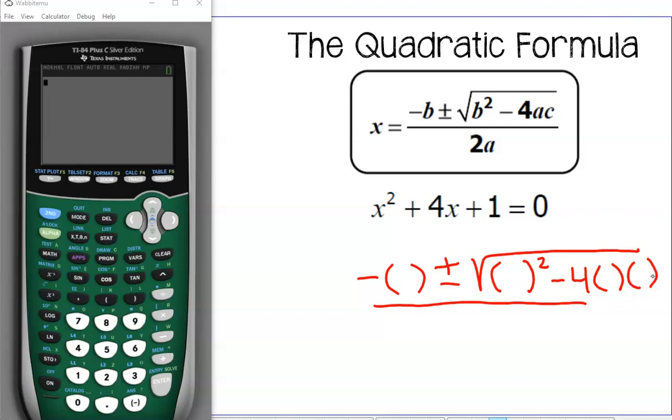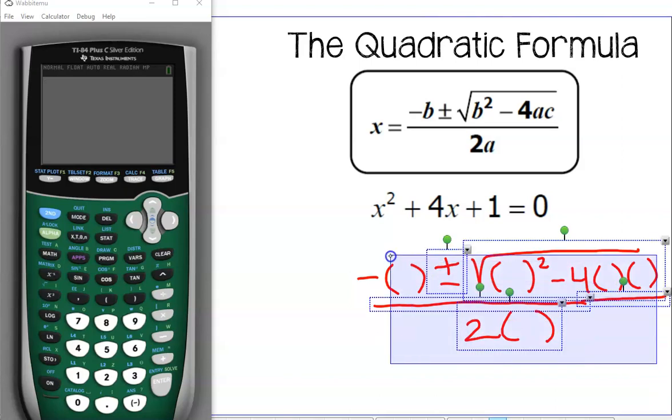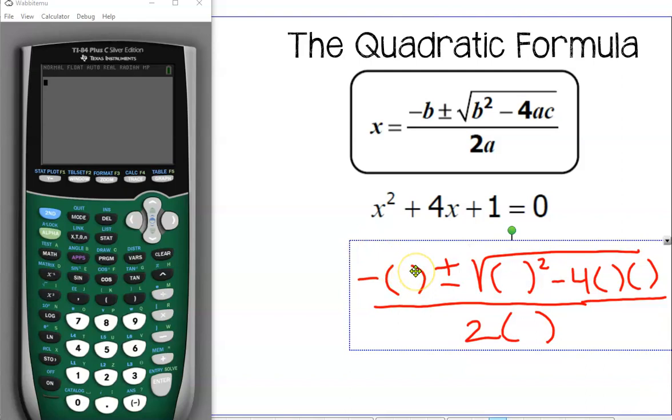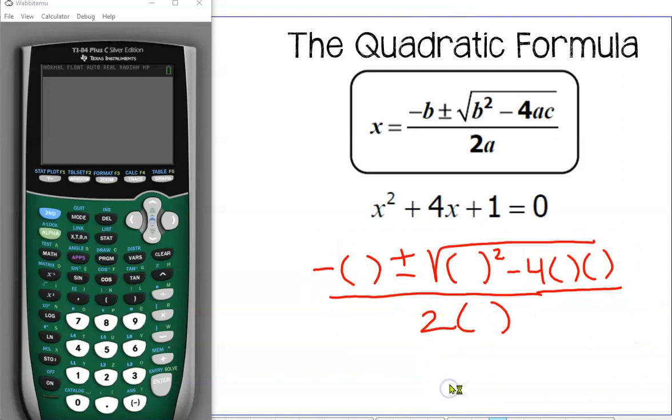My fraction bar wasn't really long enough, so I'm going to extend it a bit further. Hopefully this makes sense to you. I'm going to group these all together so that I can copy and paste it on my next screen, just to save time throughout the video. Now, I need to fill in all of these empty spaces with the correct replacement value. So I need to know what A is, what B is, and what C is.